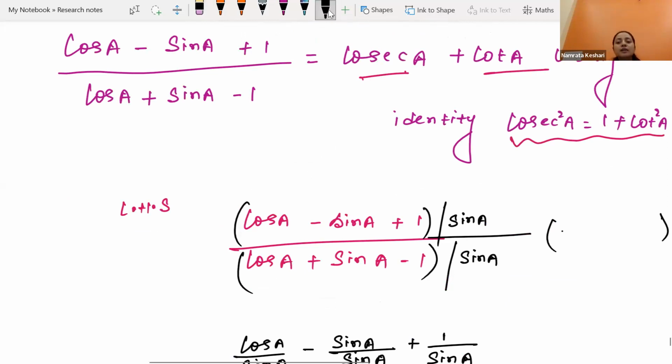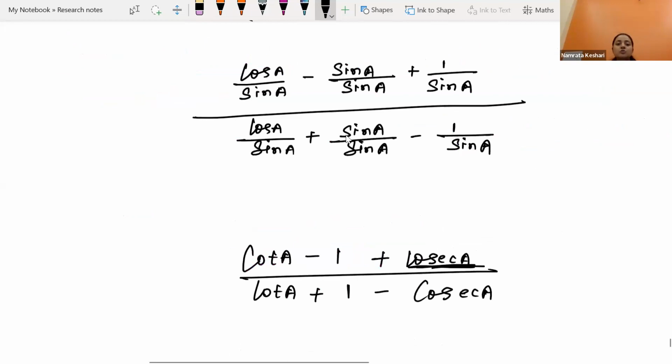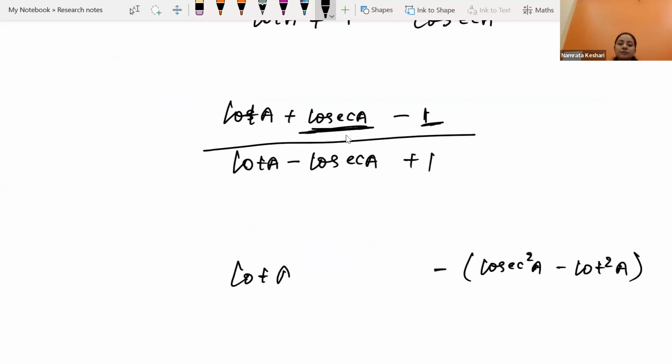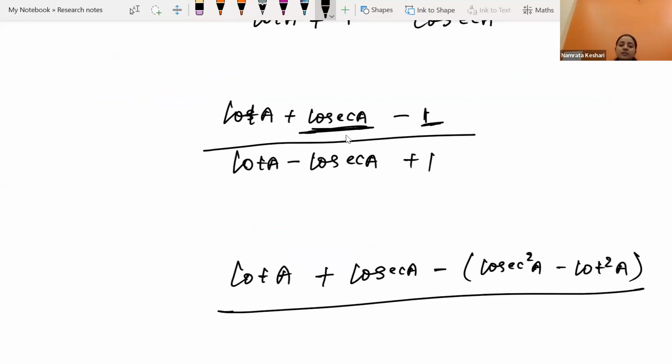We will use that 1 is nothing but cosec square A minus cot square A. At the place of 1, we are going to write cosec square A minus cot square A. Any confusion so far? Please let me know. No, ma'am. In the denominator, as it is, we will copy paste.